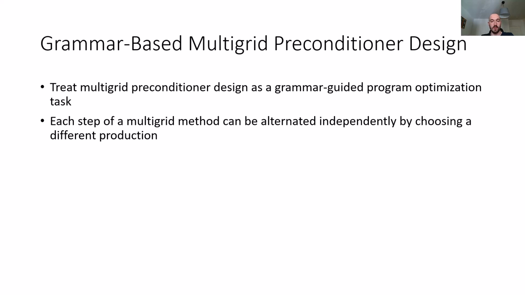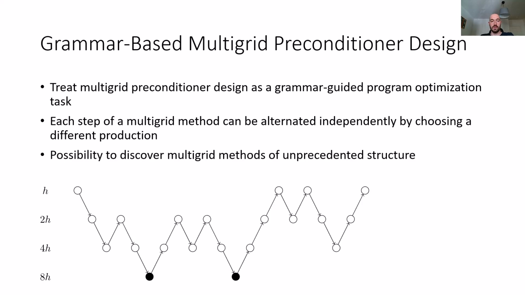If we consider that we have a grammar which allows us to describe each step that is performed in a multigrid solver, we can also alter each step within this method by choosing a different production. This allows us to discover multigrid methods of structure that have not yet been considered in the literature. We can actually get methods which have a unique pattern of computations and which cannot just be described by a single parameter, like in the traditional multigrid cycles.